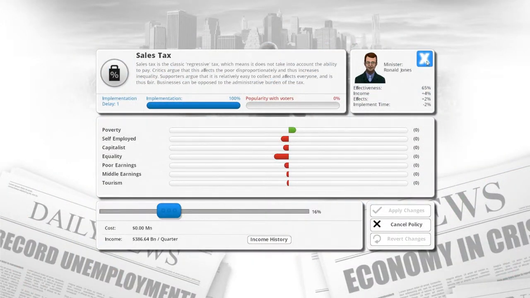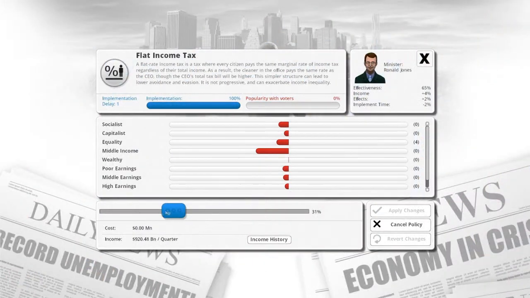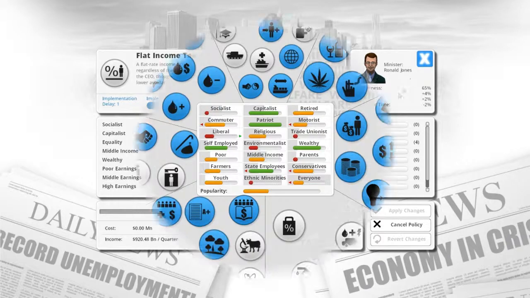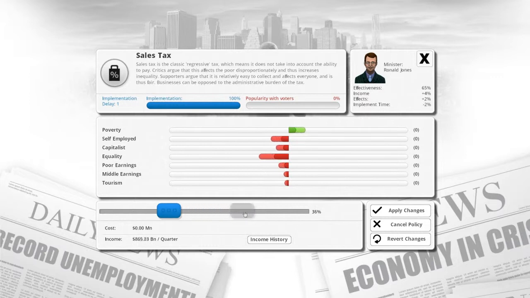Let's see. What would happen if I raise the sales tax, but then cut the income tax? Say, cut the income tax in half. So about $460 billion, which would mean 800 and something billion dollars. Self-employed don't like you, capitalists don't like you, equality goes down, poor earnings go down, middle earnings go down, tourism goes down. Big sales tax, but no income tax. Or a lot less income tax.